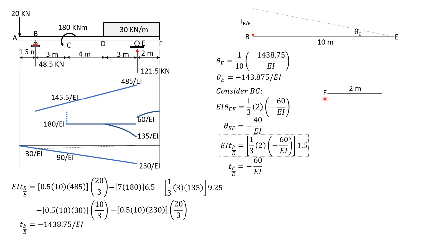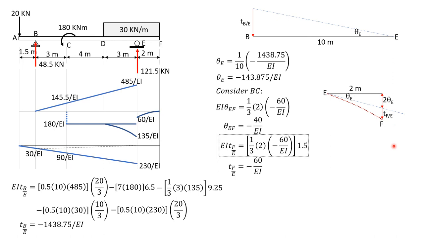So if we draw E, and we have 2 meters here, so we draw the tangent at E, which is negative, and this is supposed to be 2 times theta E. Then point F should be below the reference tangent because the deviation of F relative to the tangent at E is negative. So this is the elastic curve, so this should be F, and this distance is the deviation of F relative to E, which is negative.